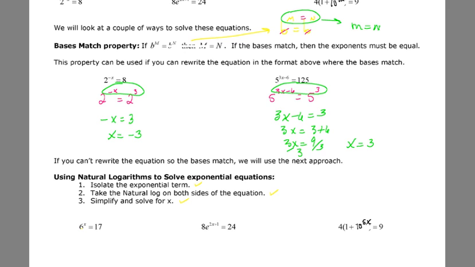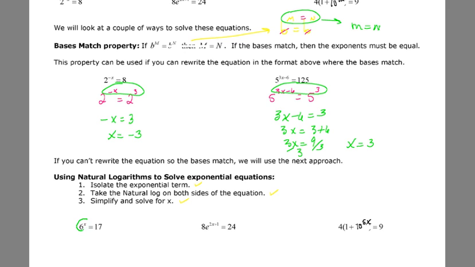Let's look at this first one. 6 to the x equals 17. I can't think of a perfect power to write 17 as 6 to some perfect power. But I can use the natural logarithm to solve this. The logarithm is basically going to undo the exponent.